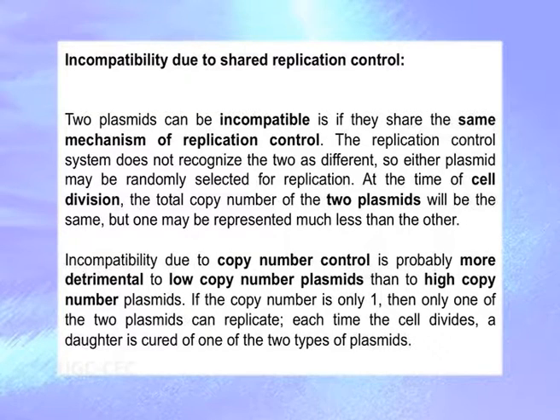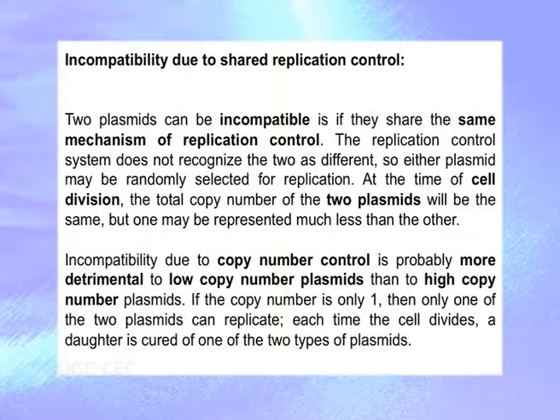Ma'am, what are the causes of incompatibility? Generally, as I said, the main cause of incompatibility is that both plasmids share the same resources for their replication process. This is supposed to be the most important factor that regulates incompatibility. And the second one is the copy number control mechanisms.